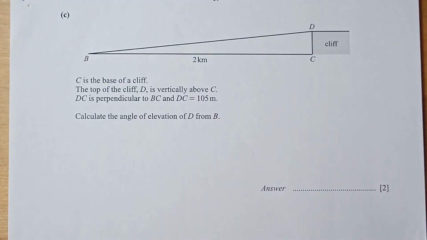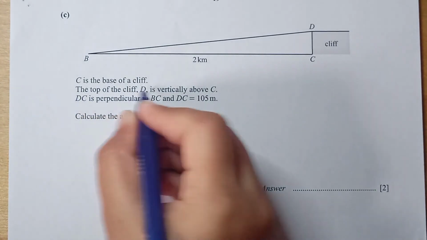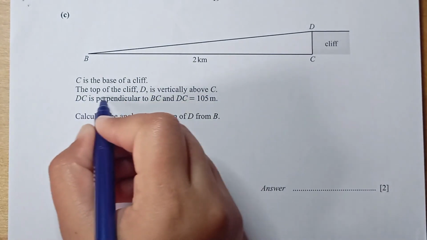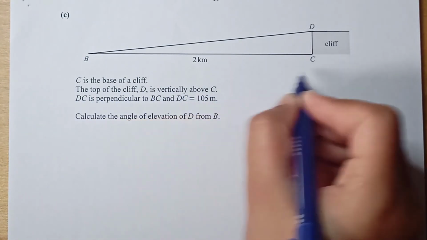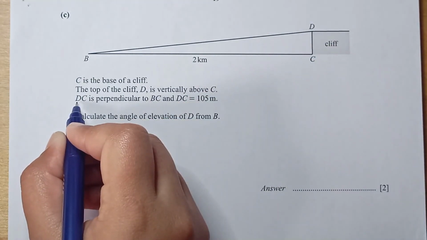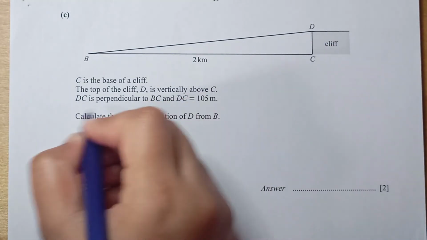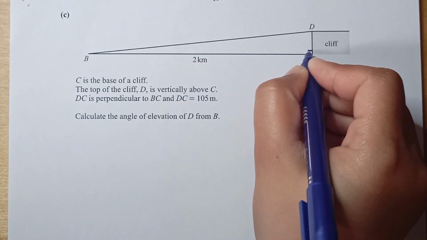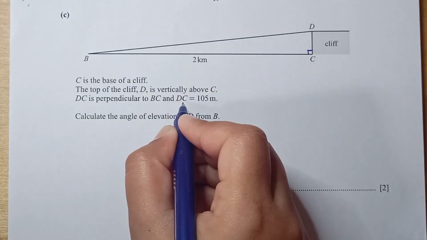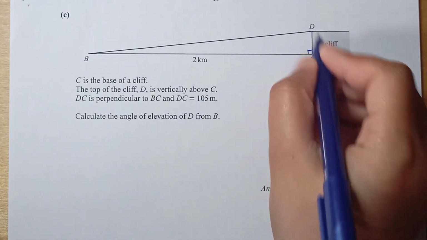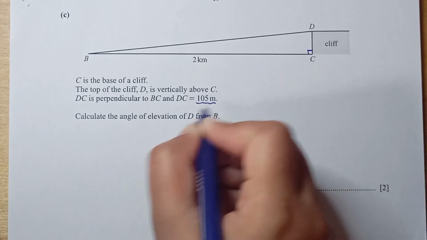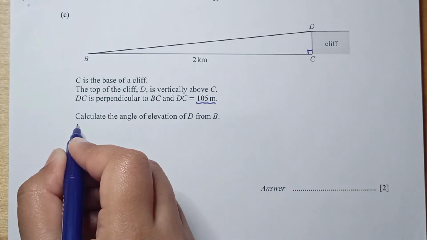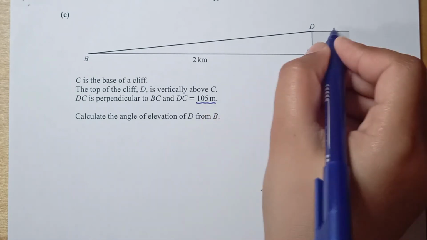For part C, C is the base of the cliff. The top of the cliff D is vertically above C. DC is perpendicular to BC. So this perpendicular DC is 105 meters. Calculate the angle of elevation of D from B.